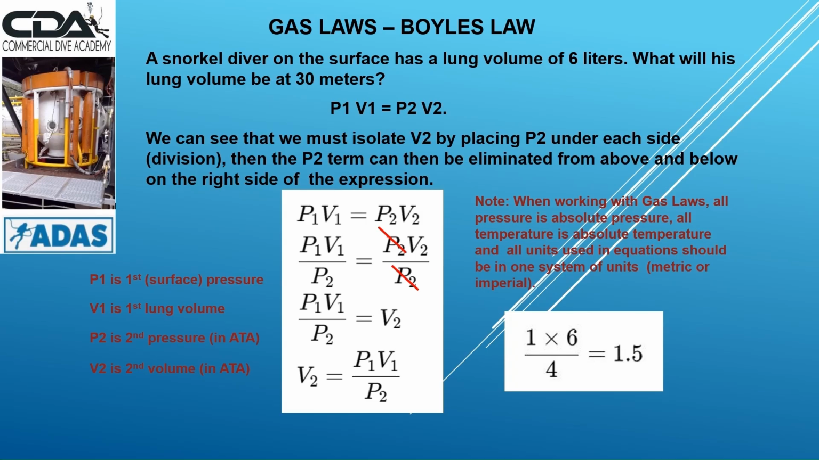We can see that we must isolate V2 by placing P2 under each side. That's a division. Have a look at the drawing. Place P2 under each side of the equation. Then P2 can be eliminated from above and below on the right side of the expression.